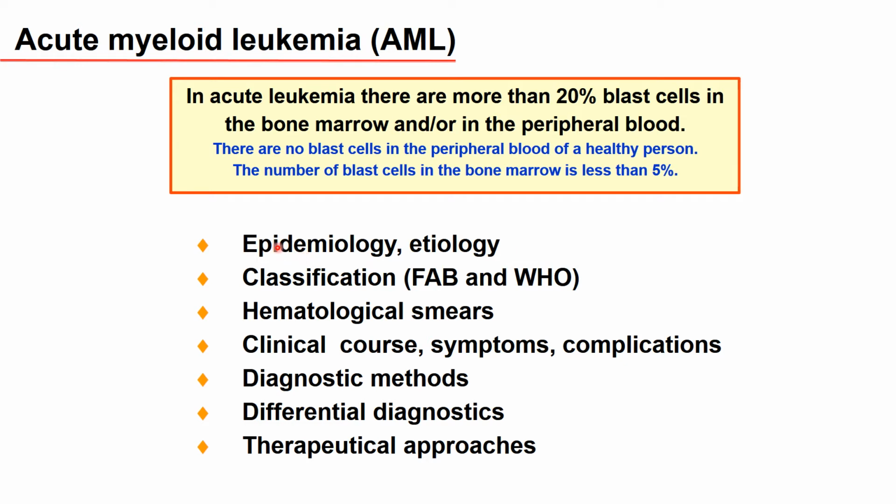In the next part, I'm mentioning something about the epidemiology, etiology, and classification. That's an important thing, especially in acute leukemia. Then hematological smears, how it looks, clinical course, symptoms and complications, diagnostic methods, differential diagnostic problems, and therapeutic approach as well. Especially for the final one, you don't need to know too much about the theoretical approaches, except in some cases where the pathogenesis or the cellular effect is so well known that you can mention this kind of treatment.